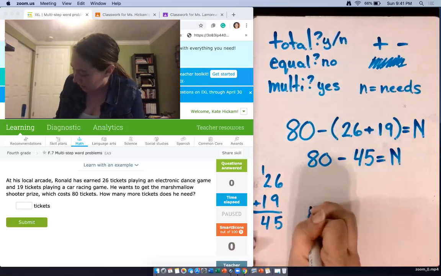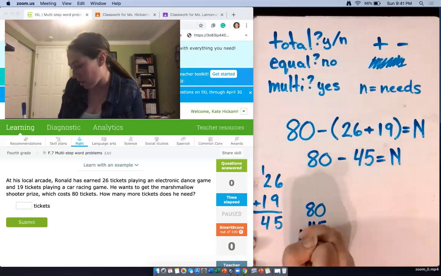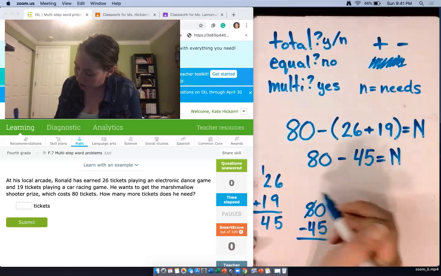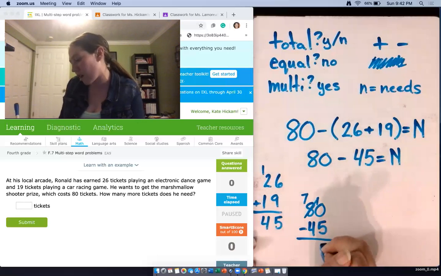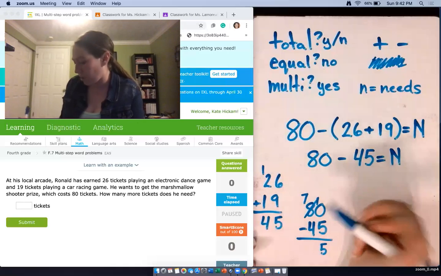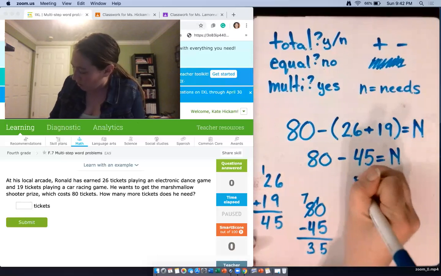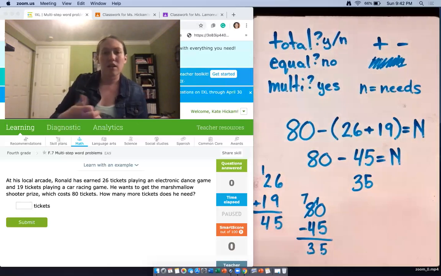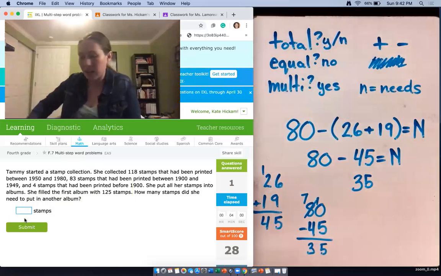So I'm going to stack it up, 80 minus 45. 0 take away 5 equals, can't do it. Cross out the 8, write a 7, write a little 1. 10 take away 5 equals 5, write the 5. 7 take away 4 equals 3, write the 3. And we are left with 35 tickets is what he needs. So let's go ahead and put that in, 35, submit. Perfect.